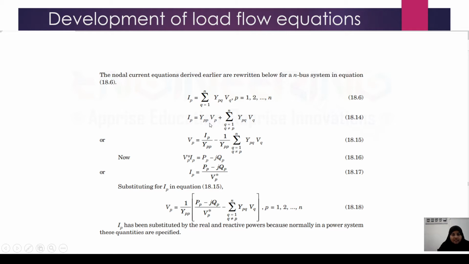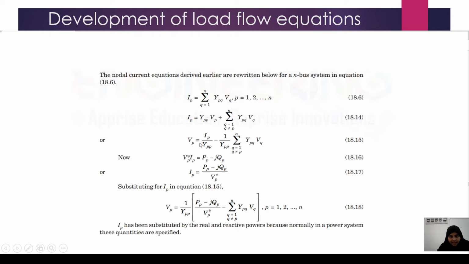So from this equation what I can write: Ypp Vp is equal to Ip minus summation of q is equal to 1 to n Ypq Vq. So Vp is equal to 1 by Ypp times Ip minus summation Ypq Vq. Now Vp conjugate into Ip is Pp minus jQp. Pp is active power, Qp is reactive power here. So Ip will be equal to Pp minus jQp by Vp conjugate.